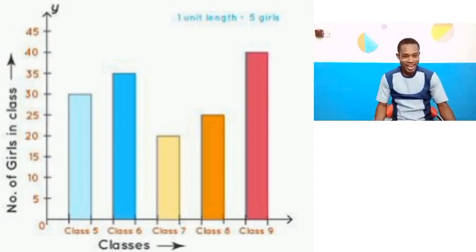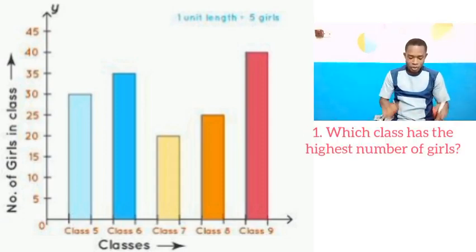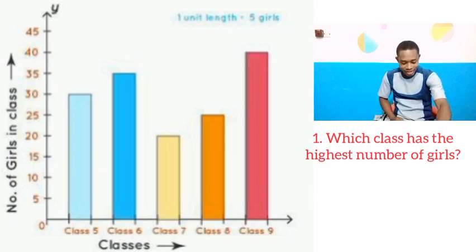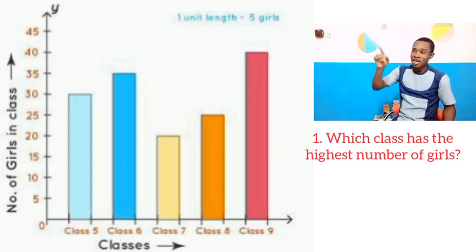Get your book ready as we put down our answers, okay? Get your book ready. So we go on to question number 1. What class has the highest number of girls? So what do we do? It's simple. Now go to the bar chart.